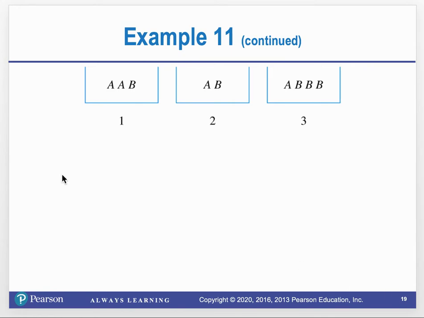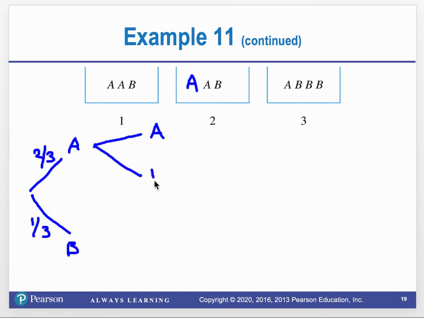All right, so this is a 3-stage experiment. My first stage, I can either get an A or B out of the box. The probability I get an A is 2/3, and the probability that I get a B is 1/3. Now, no matter what happened on my first draw, there are still A's and B's in the second box.